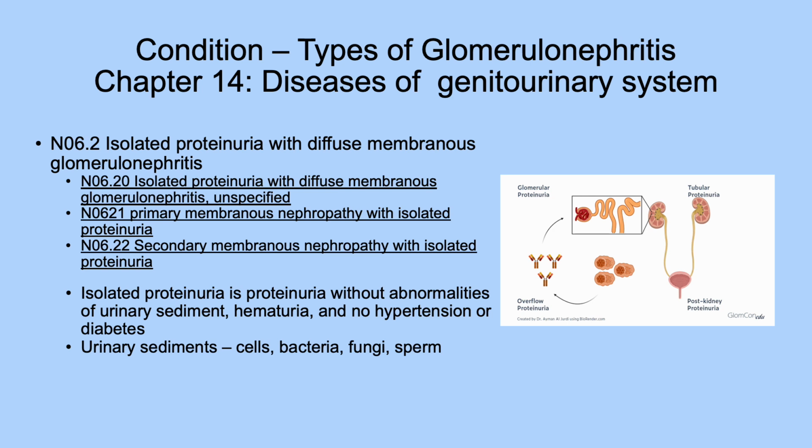New codes were also added to N06.2, isolated proteinuria with diffuse membranous glomerulonephritis. Isolated proteinuria, of course, is protein in the urine, but without abnormalities of urinary sediment, hematuria, hypertension, or diabetes. So it's isolated. The only real condition is the proteinuria, but there are not these other problems. So you see that they've added under this isolated proteinuria, primary and secondary.